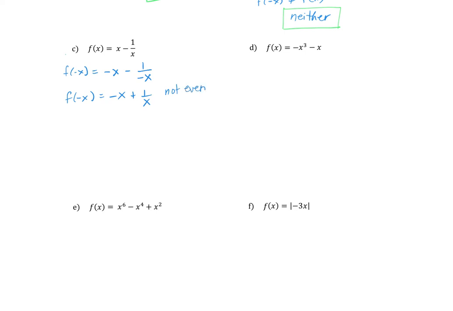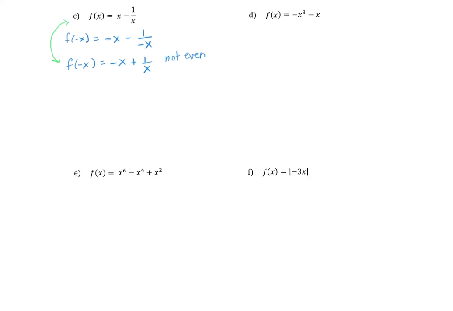Again, it's not even because f of x and f of negative x are not the same. What about odd? If it's odd, then f of negative x would have to be equal to negative f of x. I've already got f of negative x listed. So what is negative f of x? That means it's going to be a negative of the whole function, which is x minus 1 over x. And if I distribute that negative, I get negative x plus 1 over x, which is exactly f of negative x. So I've shown that f of negative x is equal to negative f of x, and this is odd.